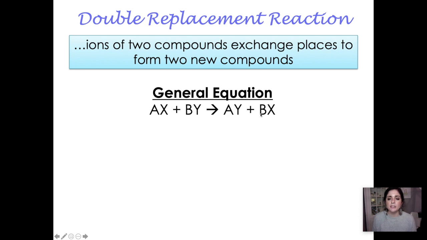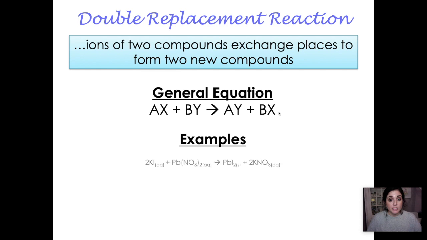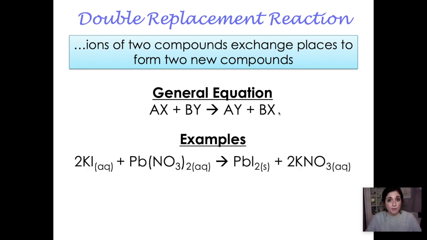So AY plus BX. Remember, you have to switch negative for negative. I can't combine X and Y because they are both negatively charged. You always have to have a positive and a negative. For example, a precipitation reaction, a type of double replacement. So potassium iodide reacts with lead 2 nitrate, and you produce lead 2 iodide and potassium nitrate dissolved in the water. Here, notice we did switch lead for potassium, and therefore I formed lead iodide and potassium nitrate.